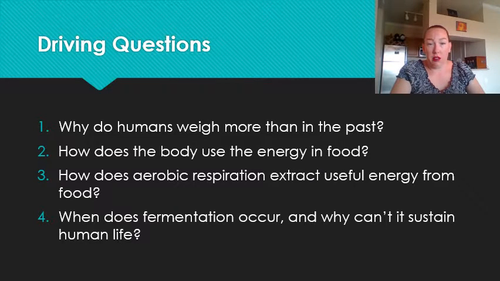After this chapter, you should be able to answer questions about the way the human body uses energy. You should be able to answer questions about aerobic respiration and anaerobic respiration, also called fermentation.